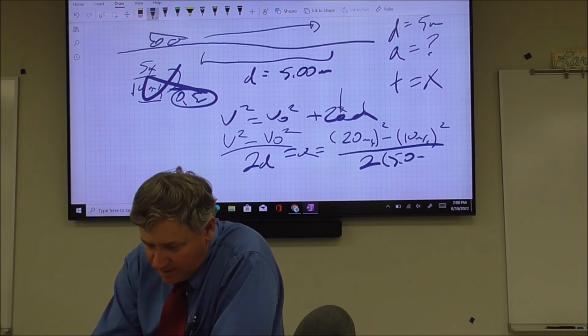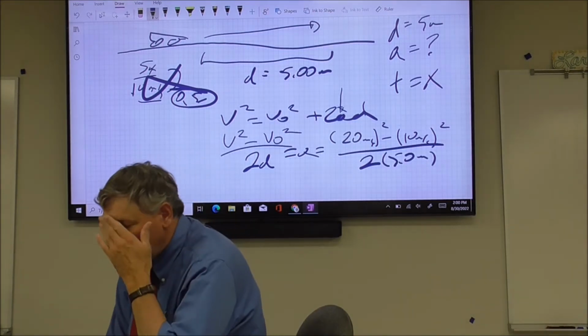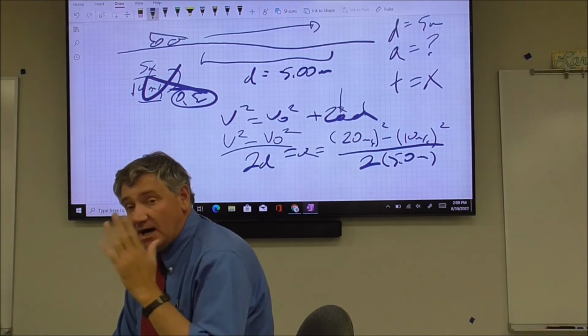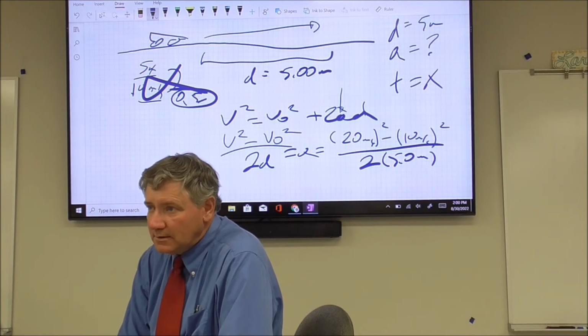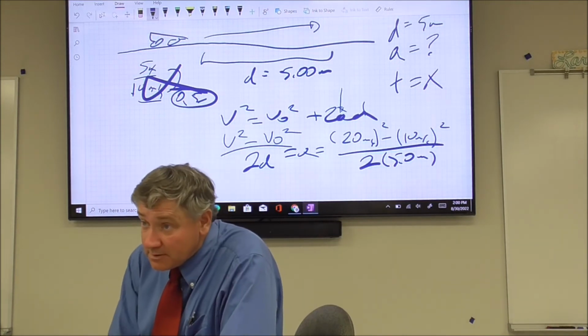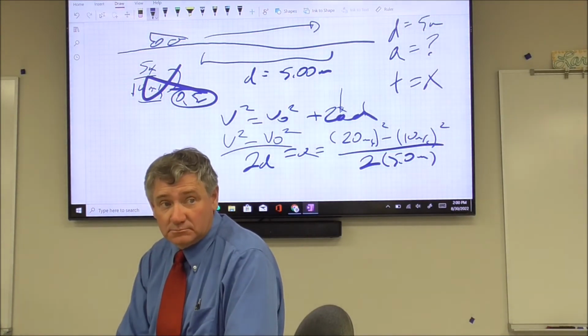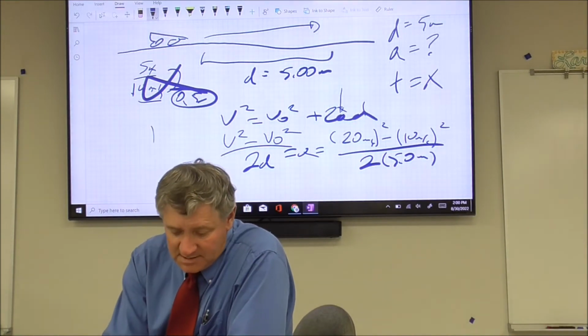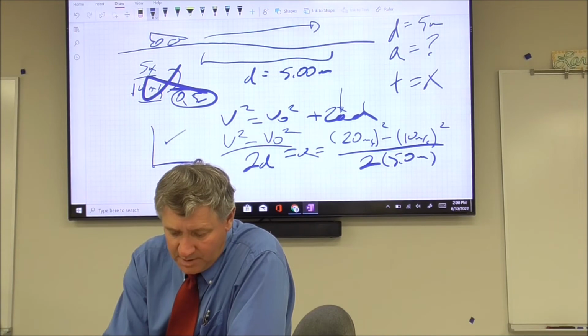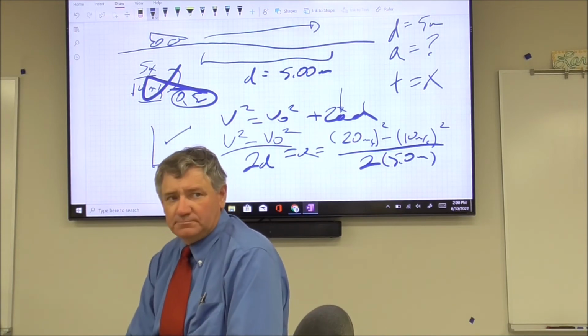Now, before you do any math at all, is my acceleration going to be a positive or negative value? Positive. Why? Because it's speeding up. I'm speeding up with positive velocity. On a velocity time graph, I'm going from this point up to that point.